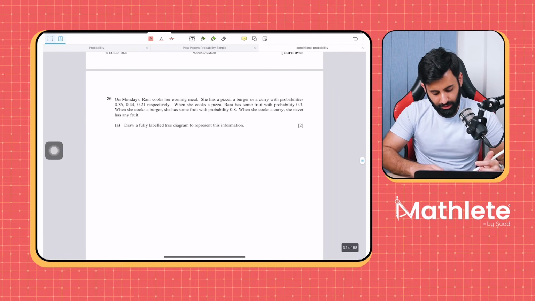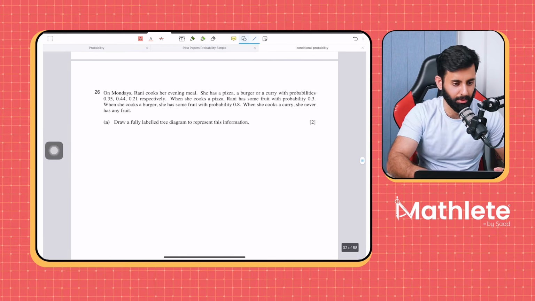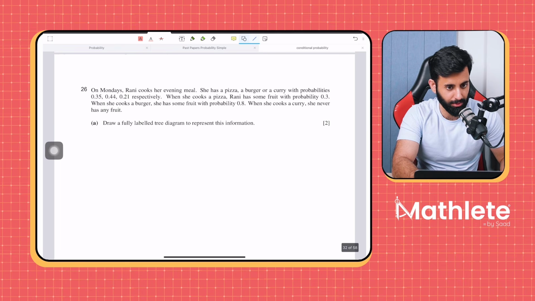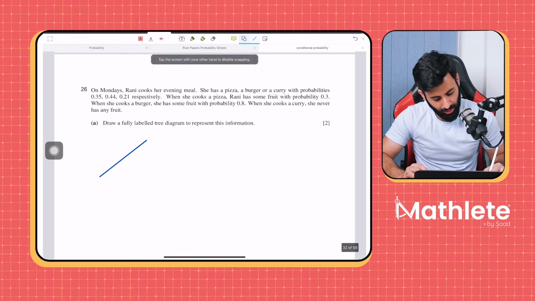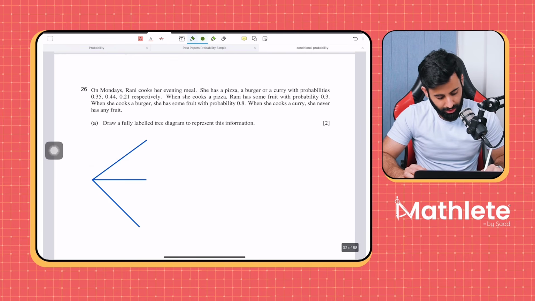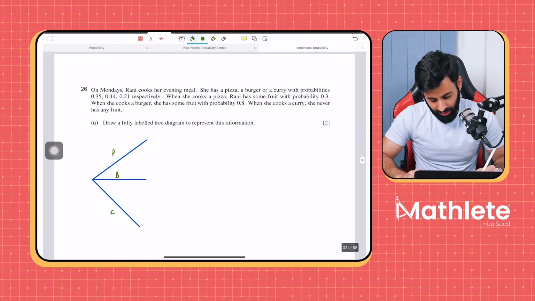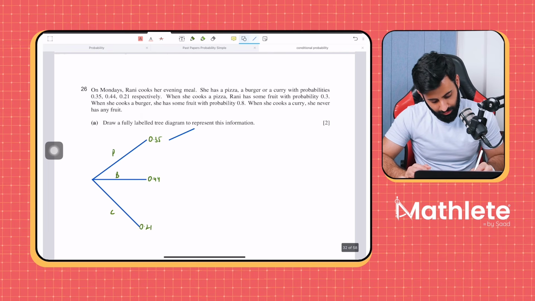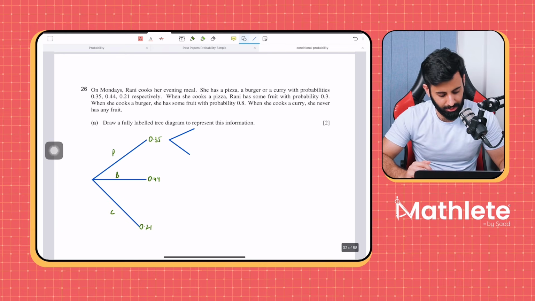So the first part is asking us to draw a fully labeled tree diagram to represent this information. What information? Now let's read. On Mondays, Rani cooks her evening meal. She has a pizza, burger, or curry with probabilities 0.35, 0.44, or 0.21. Okay, so let's make a tree diagram with 3 branches. Let's write down pizza, burger, and what's the third? Curry. So the probability that she cooks pizza is 0.35, 0.44, 0.21 respectively. Then after that, there are 2 possible outcomes.